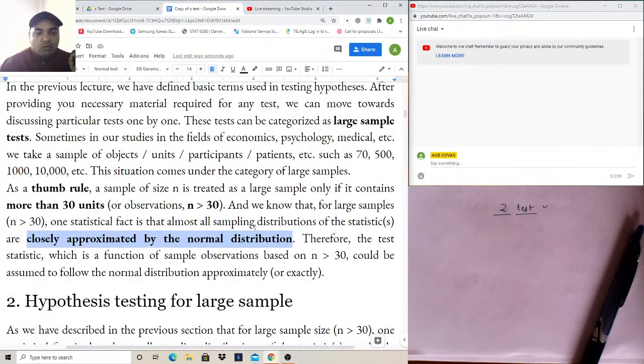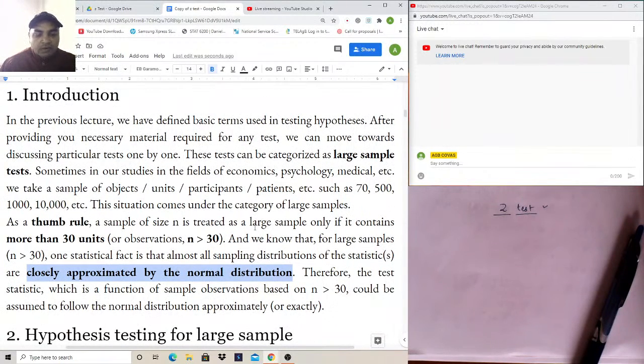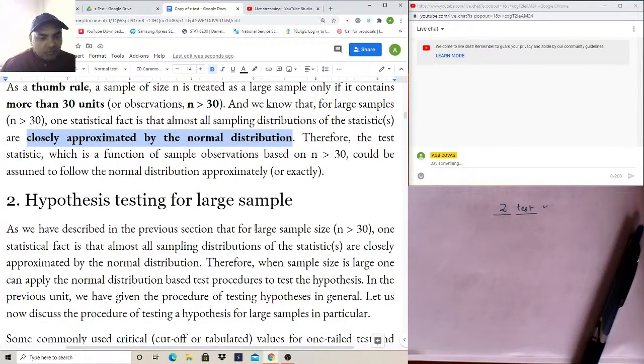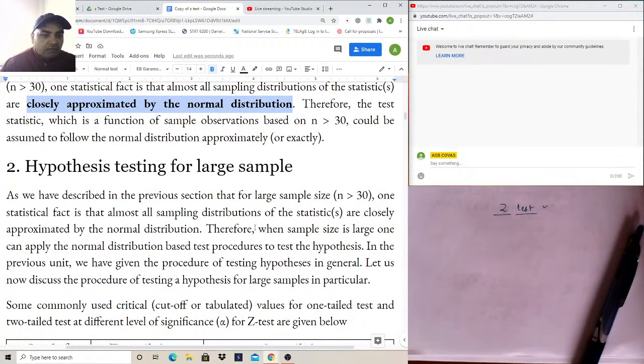Whatever laws govern the normal distribution will be applied to these tests on large samples. We have already studied in the normal distribution that we have a Z table, so that table will be used in this test also. Now we will start our hypothesis testing for large samples.